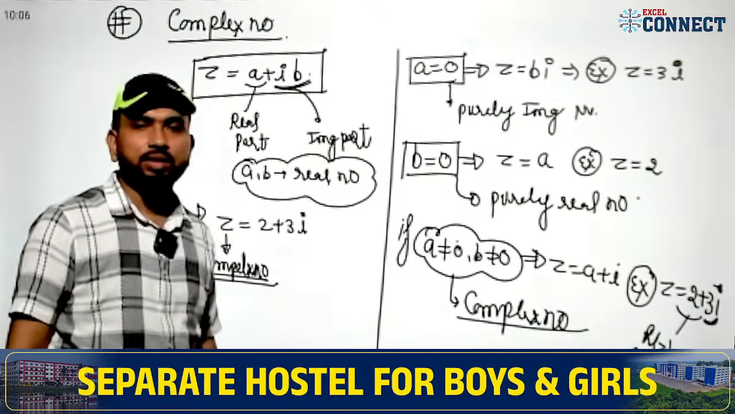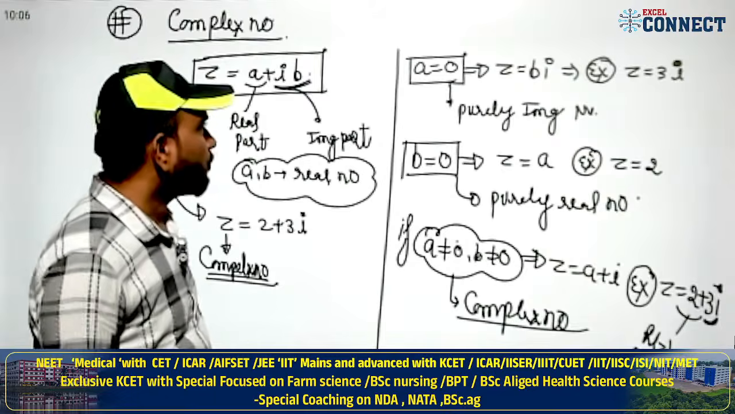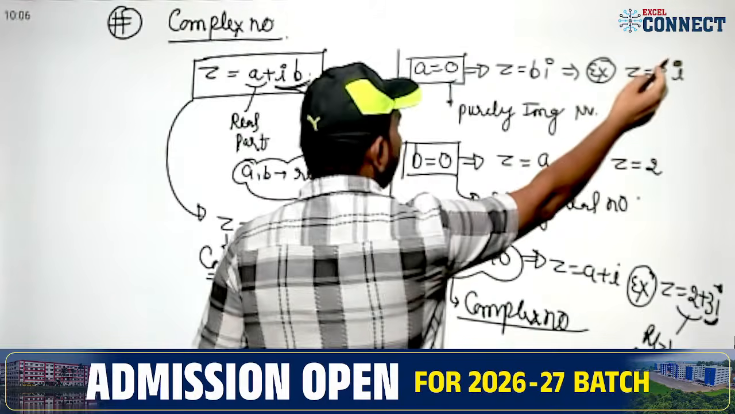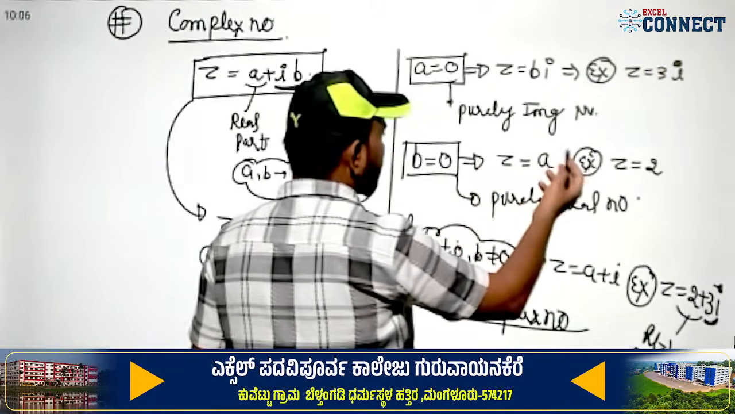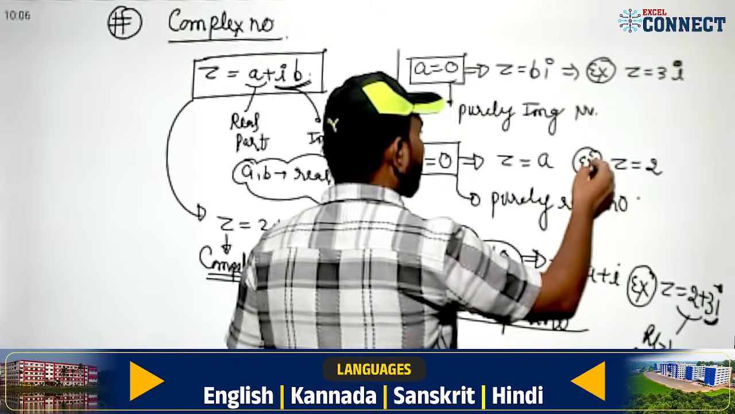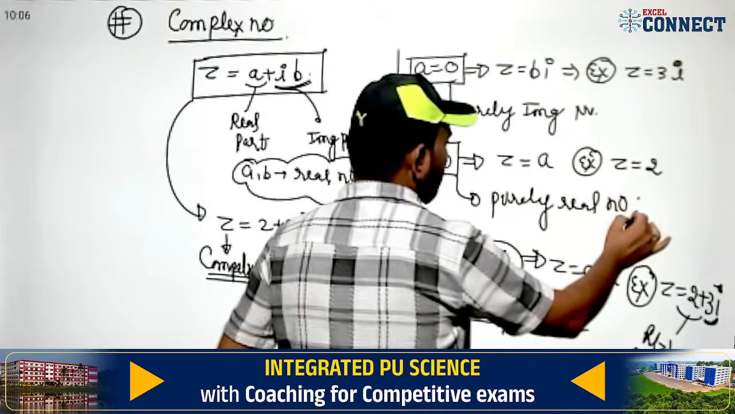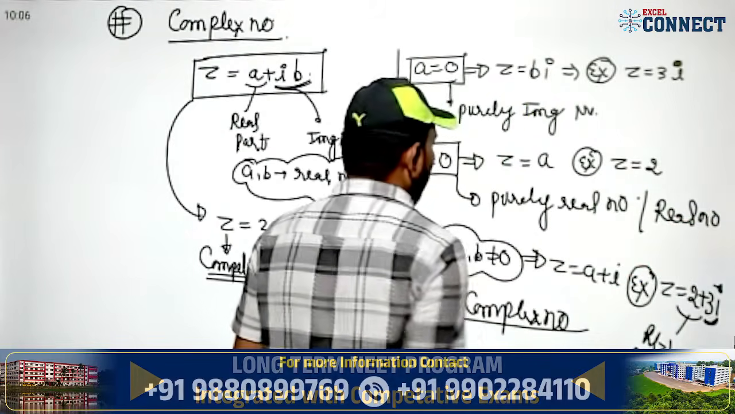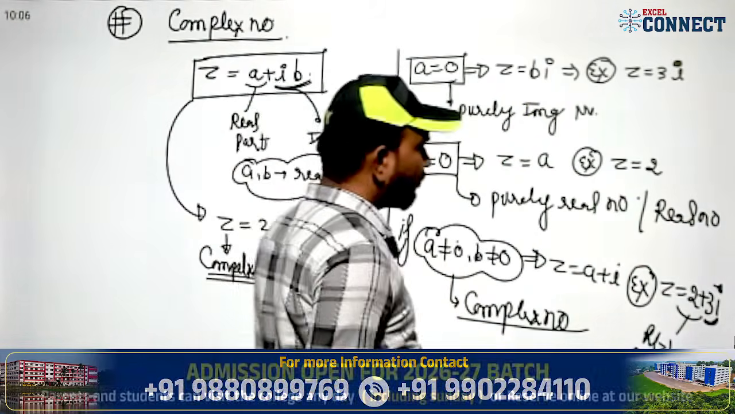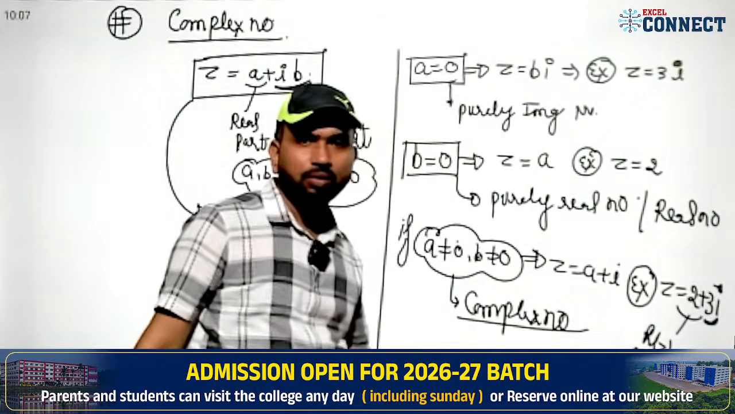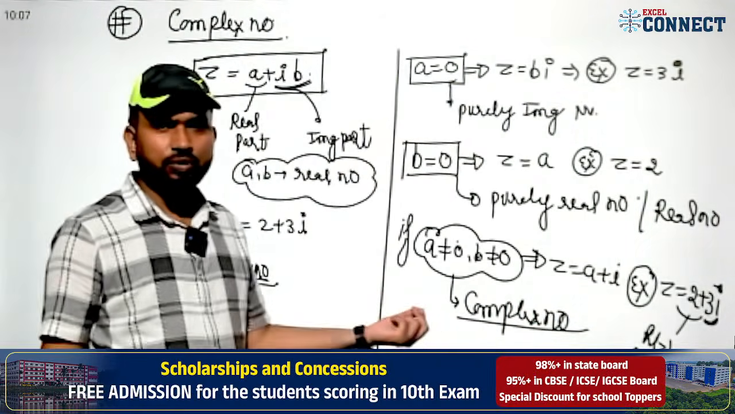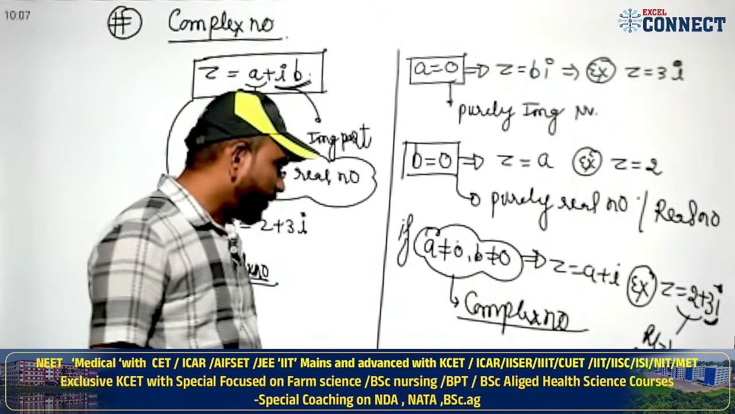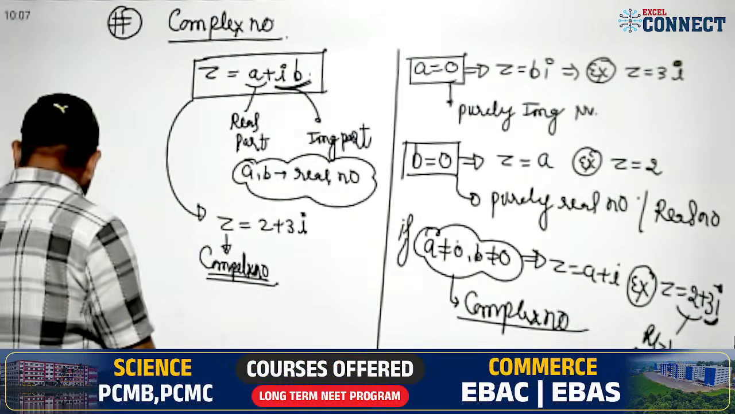So in case a is equal to 0, only the iota form is coming, so it is a purely imaginary number. If b is equal to 0, only a is coming, meaning the real part is coming. It's called purely real, or sometimes just a real number. But if both are not 0, it is a complex number. If both are 0, then also 0 remains only, so we can say real number, no issue. Now we will understand the algebra of complex numbers.